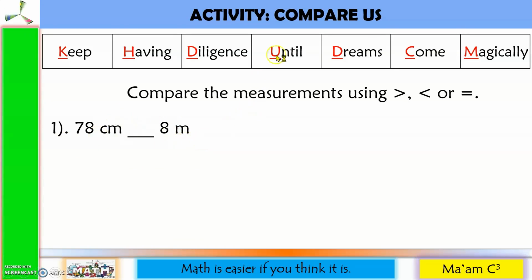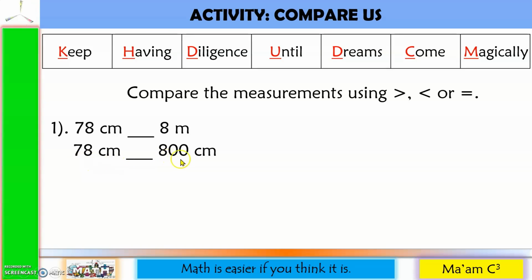So meter is until, and then centimeters, come. So from meters to come, 1, 2. So 8, 2 units going to the right, 1, 2. That would become 800. So this is 800 centimeters. Now that the units are the same, we can easily compare the values.